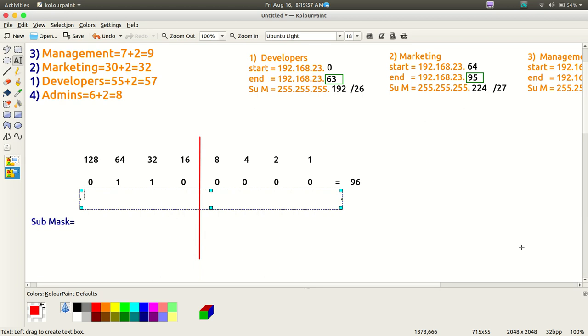This way. Whatever I have written above will be copied over here. So the 4 bits are copied exactly the same way, right? Okay. Now the remaining 4 bits are going to be ones.